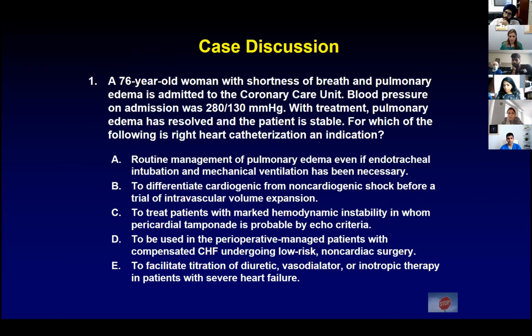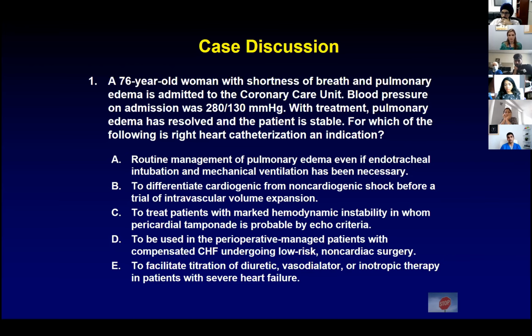So I see most people now, and the most popular answer is option E. Subrat or Niru, if you want to go through your reasoning for picking that one. So I think the classical teaching is when we have a discrepancy between the clinical findings and what we are expecting when we are giving a particular drug. For example, the JVP is not raised, and you still think the patient may be volume overloaded, so we try to get more invasive monitoring to direct our diuretics and vasodilators. Right. Yes, you're right.